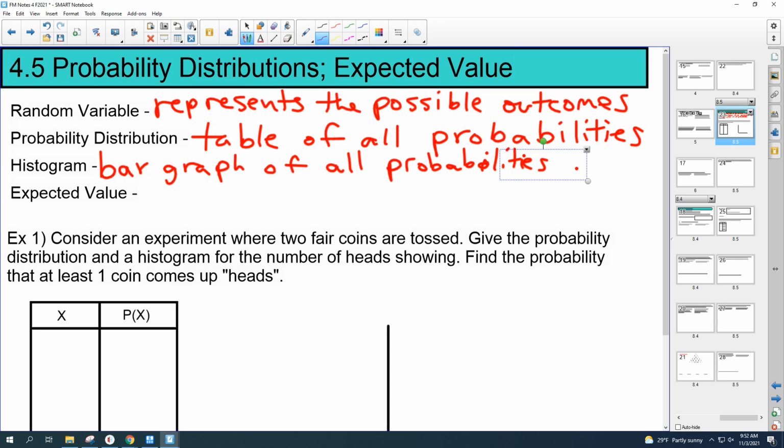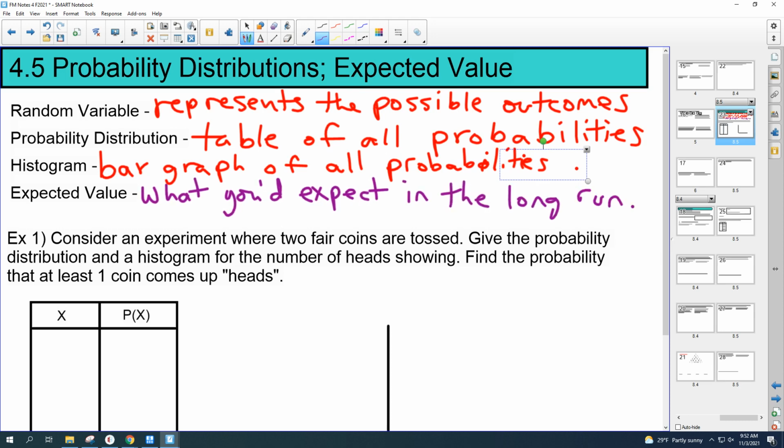Expected value is what you'd expect in the long run. So if I had a coin, flipped it 80 times, you would expect to see 40 heads up in the long run out of 80 flips. That's kind of what you would expect.